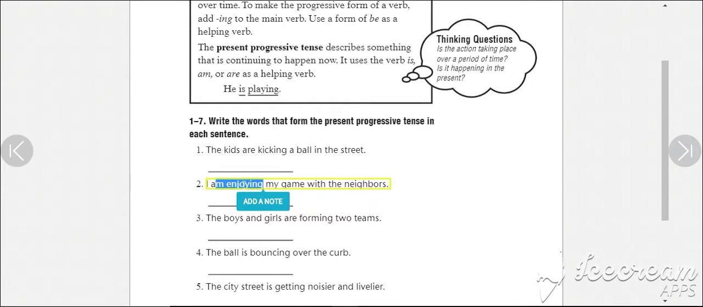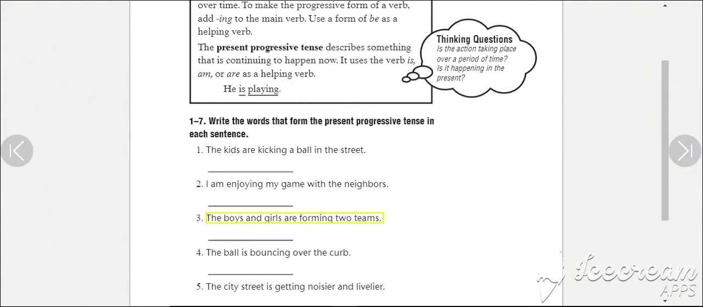Present means now. All right, so the third one, the boys and girls are forming. Ask yourself, what did the boys and the girls do? You can figure out the verb. So whenever, grade 4, whenever you ask yourself this question, what did the subject do? It's easy to figure out the verb. Ask yourself this question in each sentence. What did the subject do? So it's easy to get the verb.